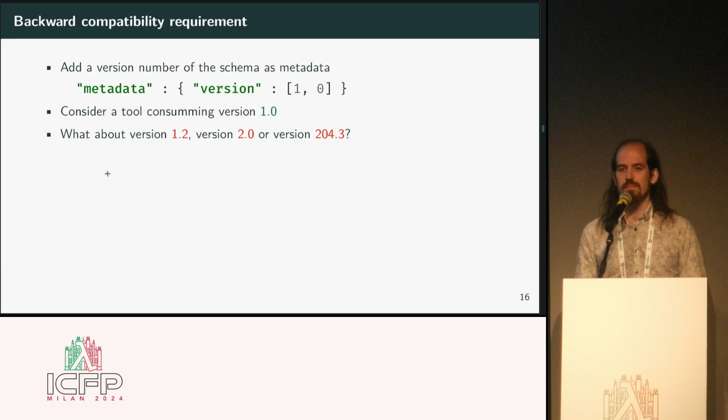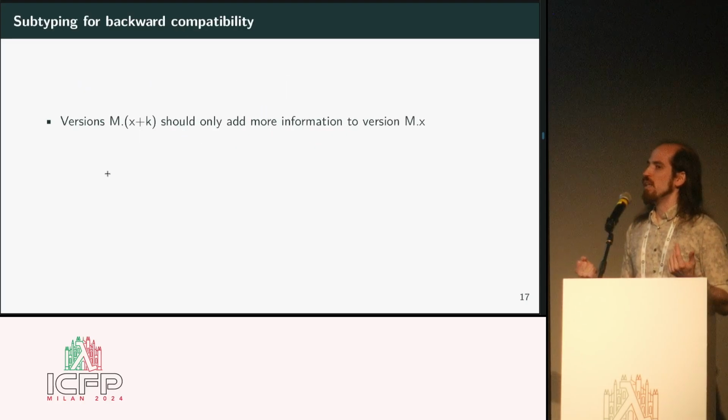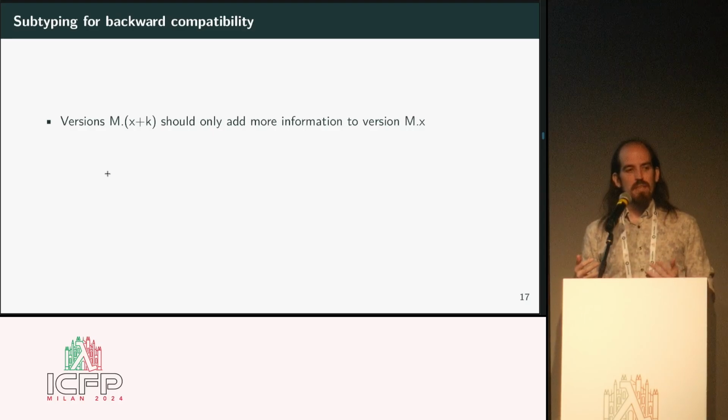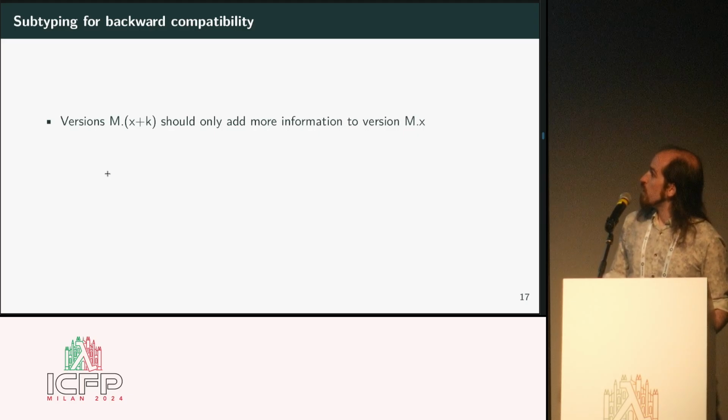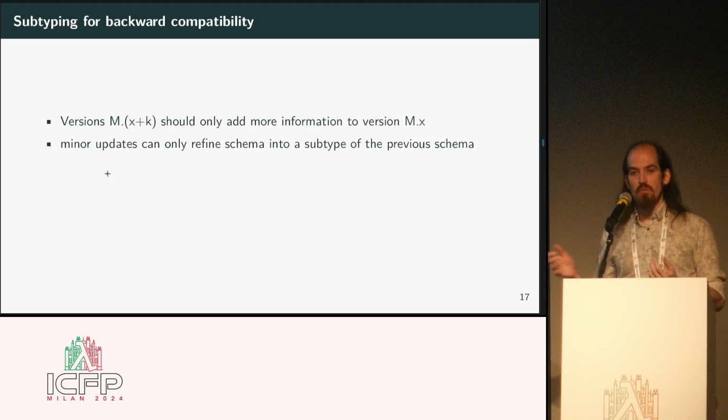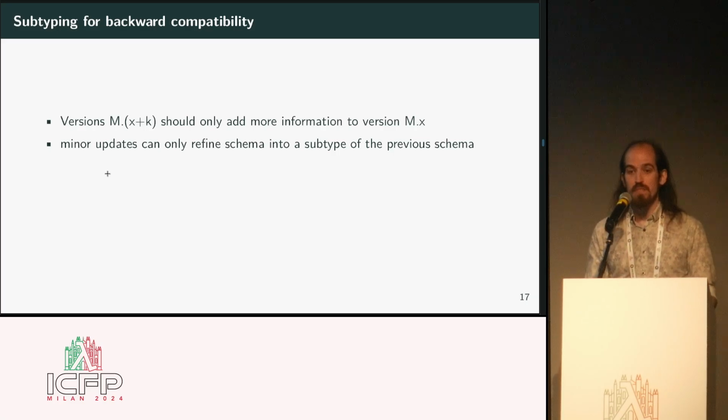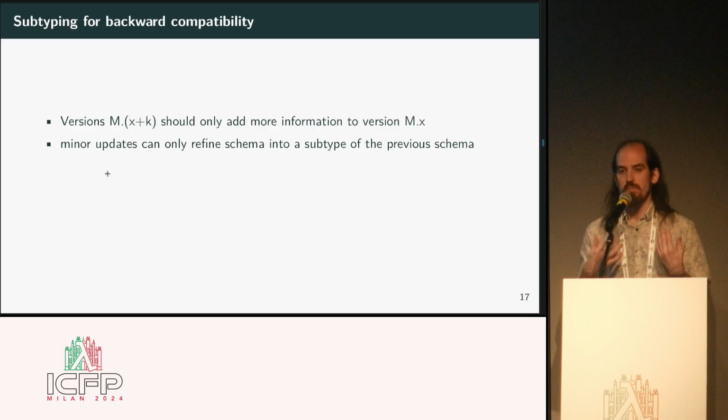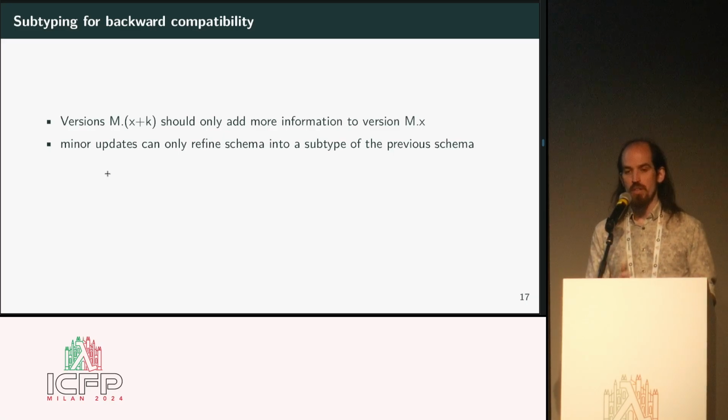So what should we do? Well, this idea that a tool written for version m.x should be able to read a diagnostic of version m.x plus k simply means that later updates of the version should only refine the information of the previous compiler diagnostic. This is a classical notion of subtyping, which means that what I want is for minor updates of the compiler diagnostic to be subtypes of the previous version at the same major version.